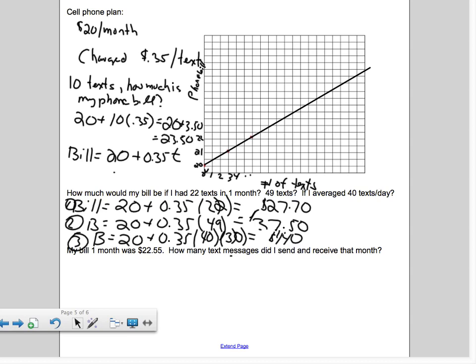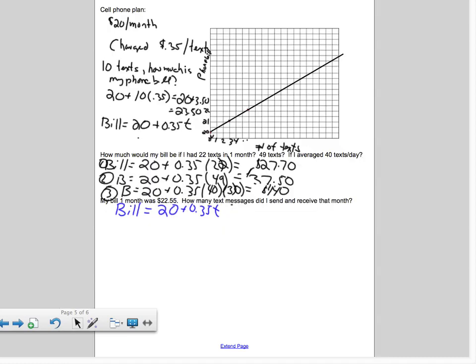Alright, here's another question. My phone bill one month was $22.55. How many text messages did I send that month? How can I figure that out? What was my equation? My bill is equal to 20 plus 0.35t. I don't know what t is, that's what I'm trying to figure out. But what's my bill?